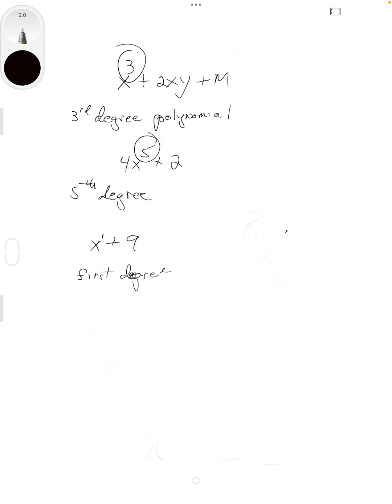Okay, and then if you look at just 4, we would just call that a number. We don't call it a polynomial if all you have is a number. Okay, and so let's look at what you might do with this particular lesson. For the most part, it's just making sure you understand that.